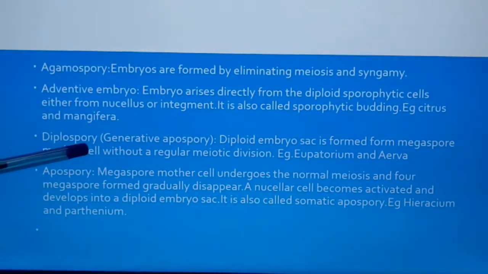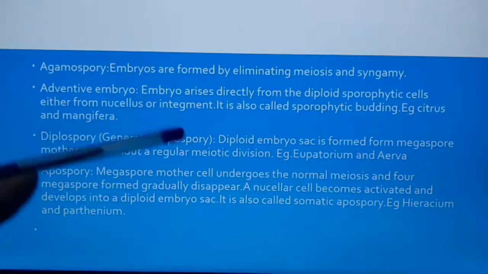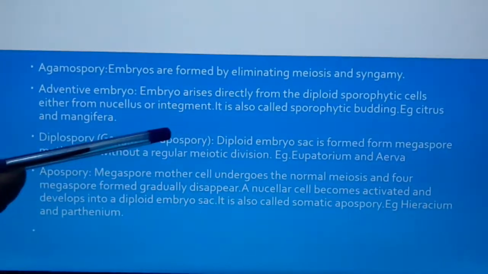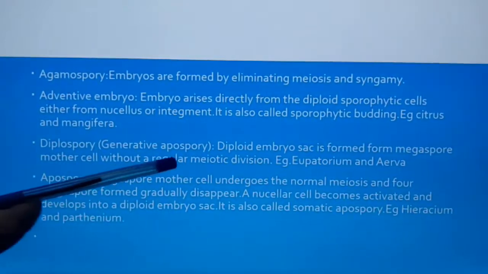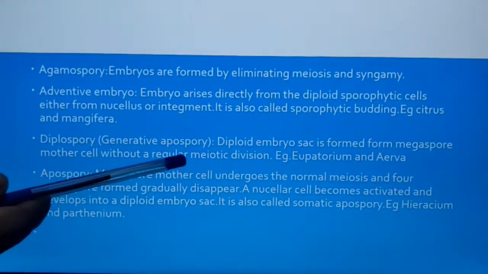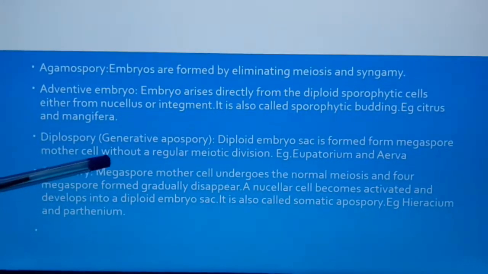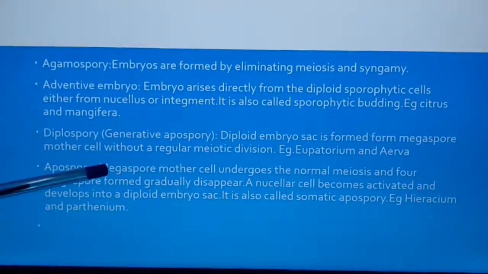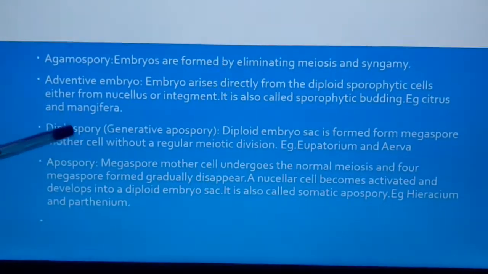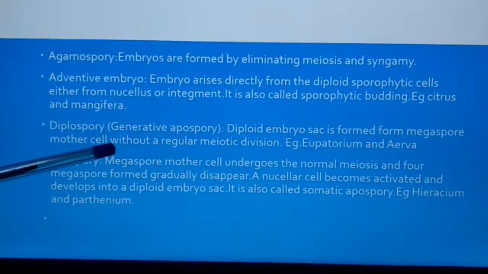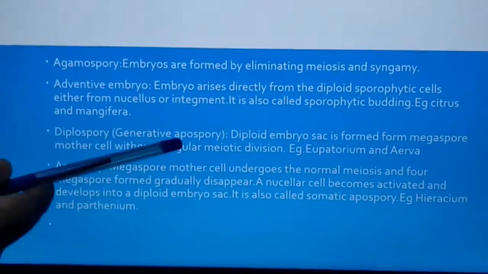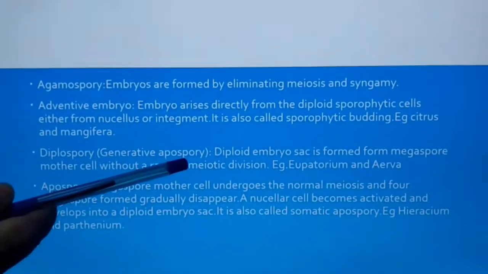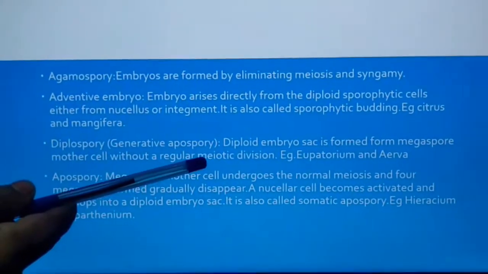Diplospory is also called generative apospory. A diploid embryo sac is formed from the megaspore mother cell without a regular meiotic division. Here, without the formation of haploid megaspores, the diploid mother cell is directly involved in the formation of the diploid embryo sac. Example: Eupatorium and Allium.